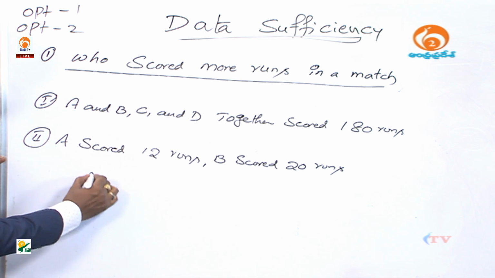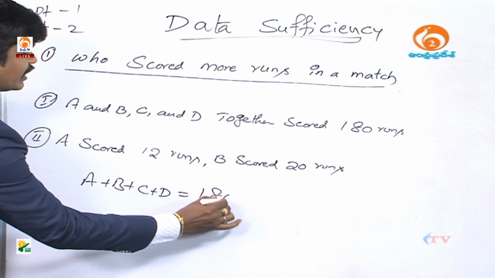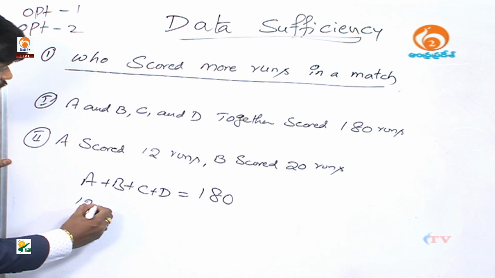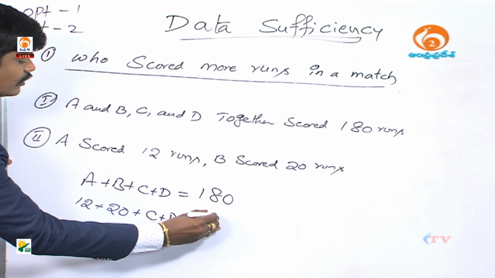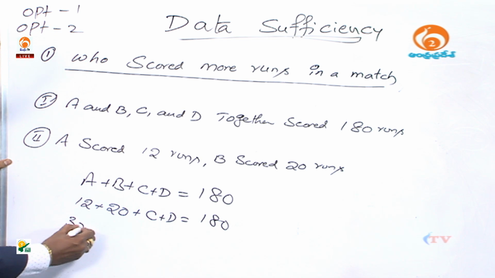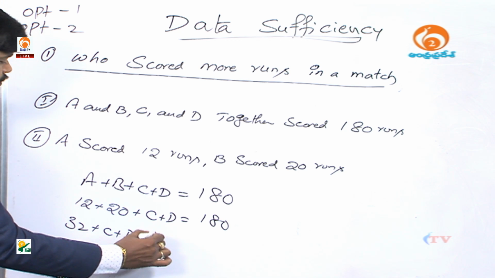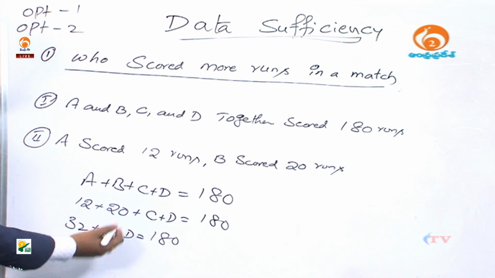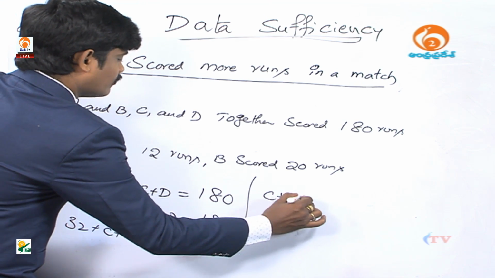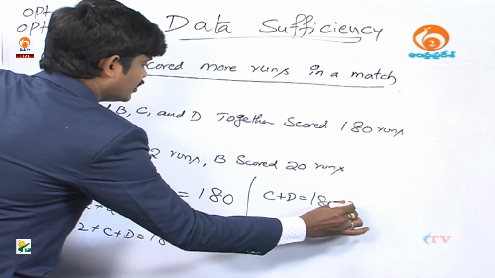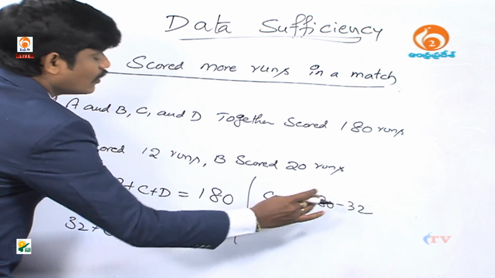For example, A plus B plus C plus D all together scored 180 runs. A scored 12 runs, B scored 20 runs. What about C and D? We don't know about C and D. All together 180 runs. Now 32 plus C plus D equals 180. So C plus D equals 180 minus 32. What is the value?